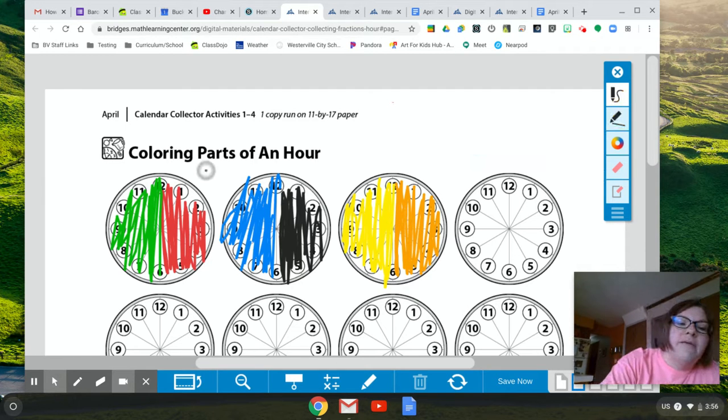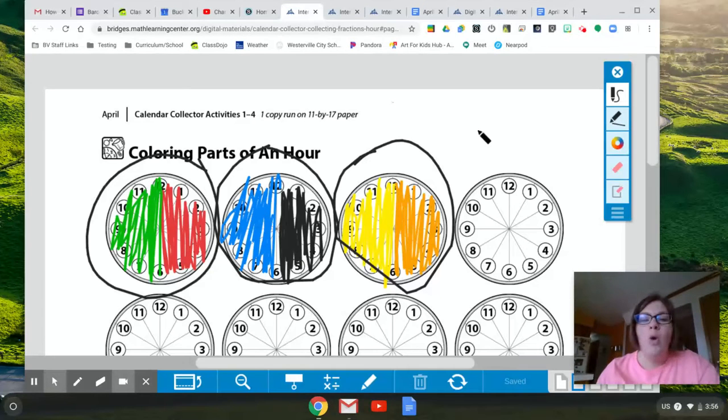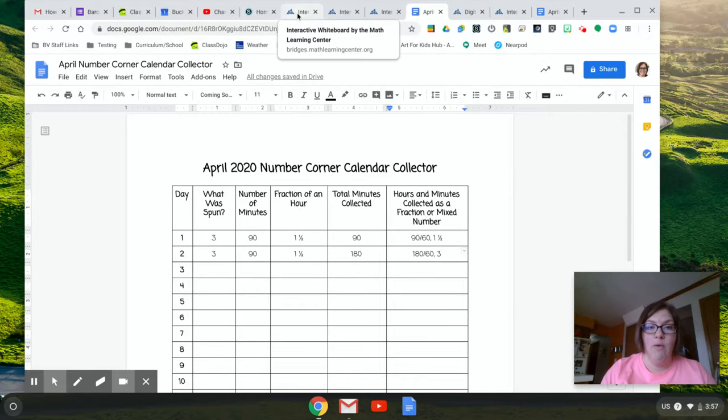So I'm going to circle them. We have 1, 2, 3 whole clocks. Do we have any half clocks? Any partial clocks? No, we don't today. So our number would be 3. Or to write that as a fraction, we actually have 180 over 60, because we have 180 minutes and each hour is 60 minutes. So we have 180 over 60, or we could say we have 3 full hours.